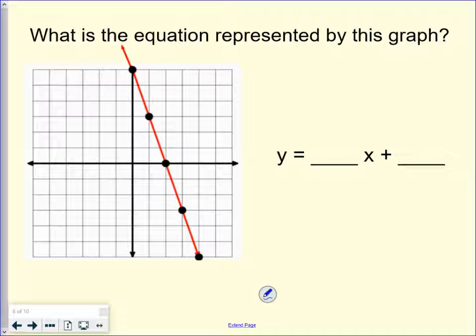In this video, we are going to write the equation of the line that is represented on this graph. First, we need to determine what the slope is and what the y-intercept is.